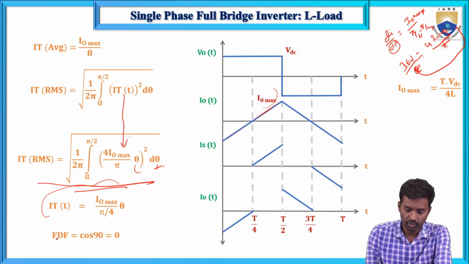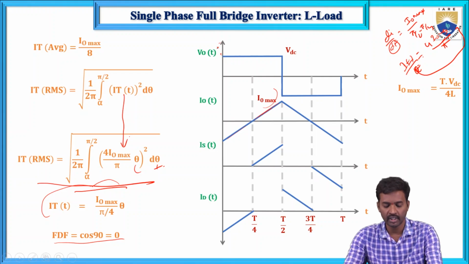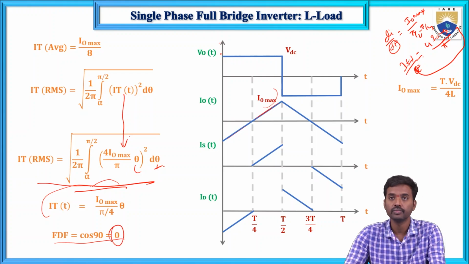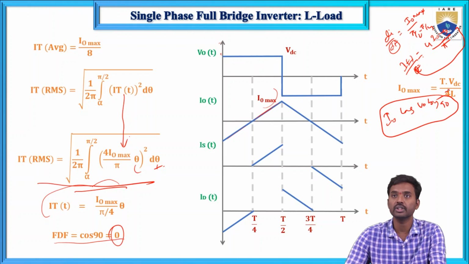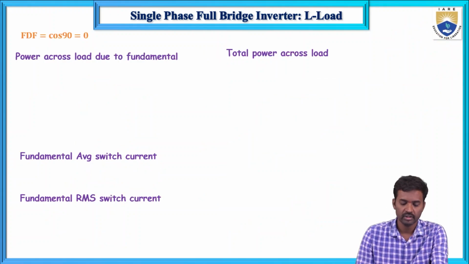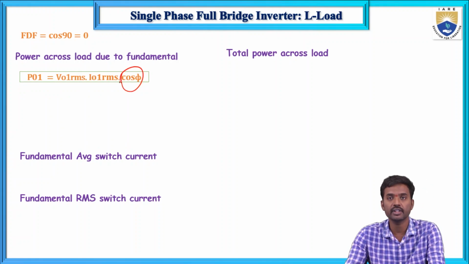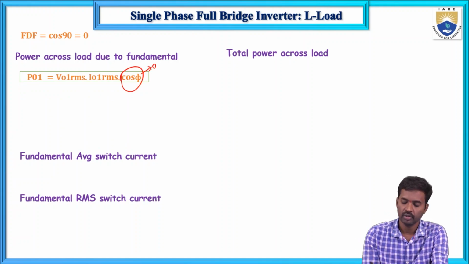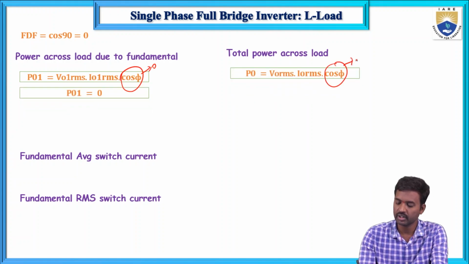And next, the fundamental displacement factor. Here the cosine of the angle between voltage and current is cos 90, so that value is 0. Here I0 lags voltage by 90 degrees. So this is the case. And next, the total power across the load. Since cos phi is 0, the total output power is 0. In the same way, here also cos phi is 0, meaning the angle is 90, so this one is also 0.